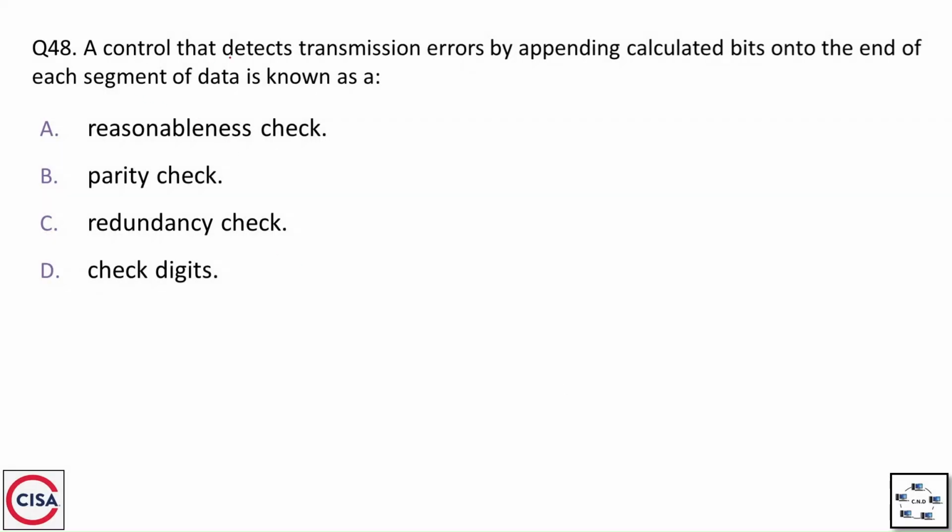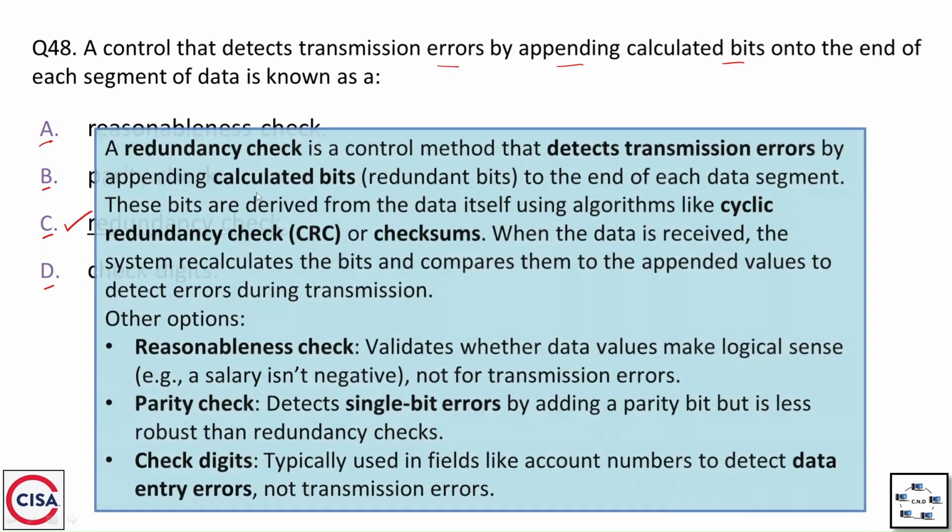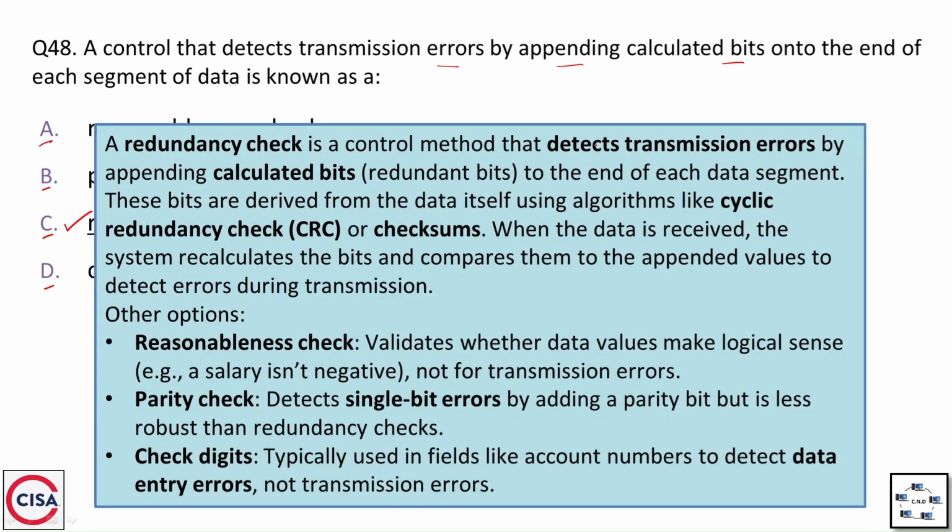Question number 48. A control that detects transmission errors by appending calculated bits onto the end of each segment of data is known as option A, reasonableness check, option B, parity check, option C, redundancy check, and option D, check digits. And the correct option is option C, redundancy check. So, a redundancy check is a control method that detects transmission errors by appending calculated bits, that is, redundant bits, to the end of each data segment.